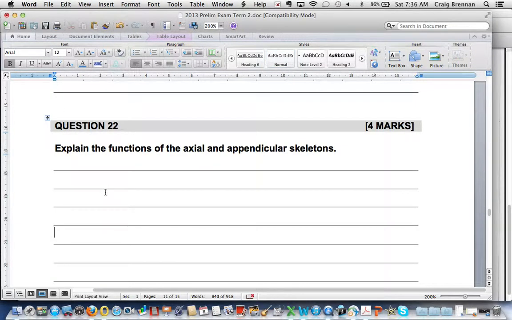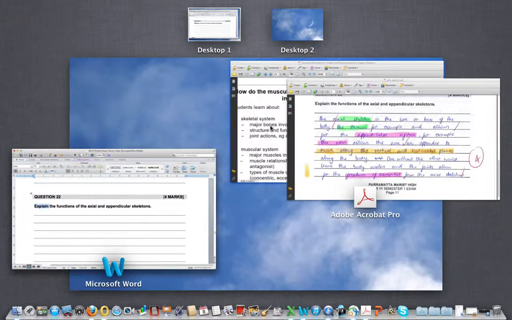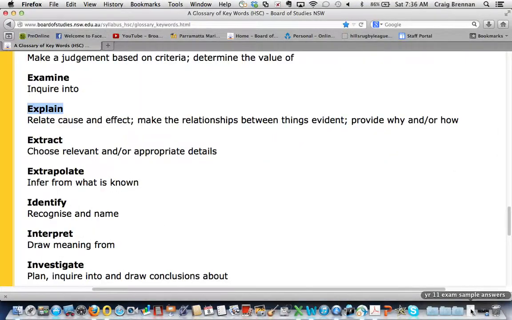Boys, question 22 asks students to explain the functions of the axial and appendicular skeletons. So explain is our key term. We go and have a look and see what the Board of Studies states. Explain means relate cause and effect, make the relationship between things evident, provide why and/or how. So we're looking at probably the relationship between the two different parts of the skeleton here.